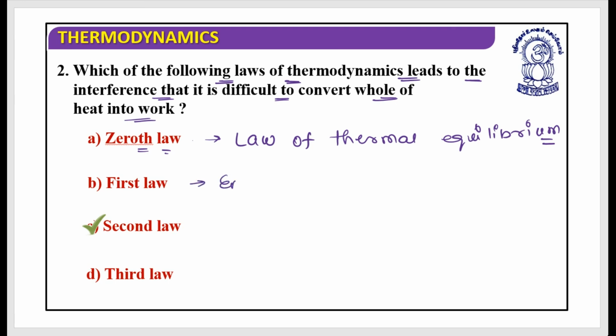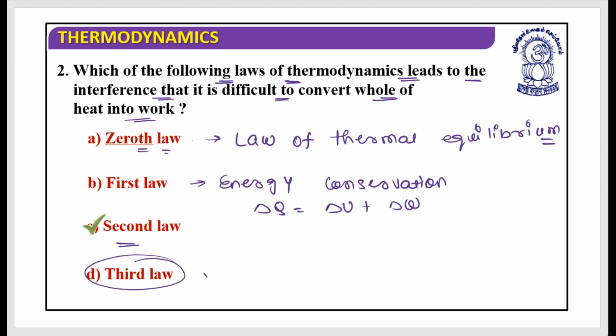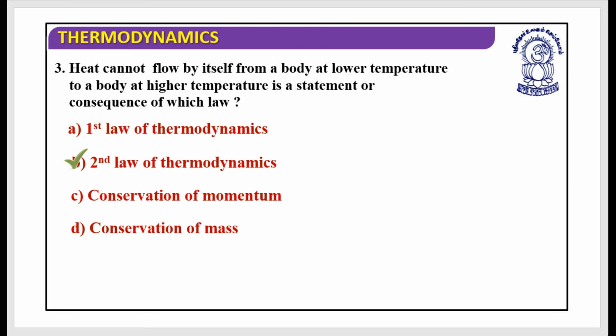First law is basically energy conservation, which guides us to have delta Q equals delta U plus delta W. And the second law states that it is impossible to convert the whole of the energy that we have taken from the source into work. Third law does not exist in thermodynamics.